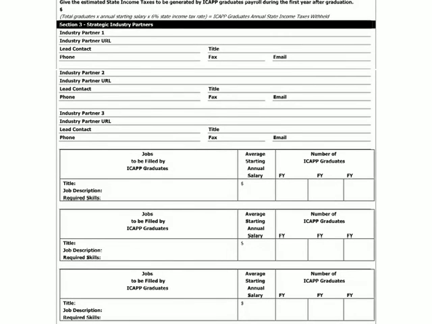In the next section, you will describe 3 things. 1, who your industry partners are. 2, what jobs you are educating students to fill. And 3, how many students will complete the ICAPP program of study prepared for each job.